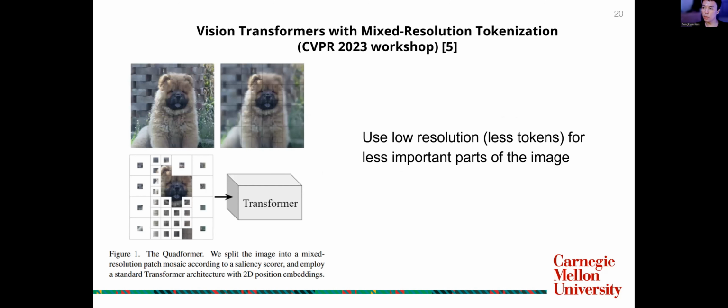So we know that the traditional way of tokenization in vision transformers is just using the raw patches of the images. But in this paper, they use a mixed resolution tokenization. So what they do is use low resolution for less important parts of the image. And using low resolution allows fewer tokens for those areas, resulting in substantially decreased sequence lengths and thus a much more efficient transformer inference.